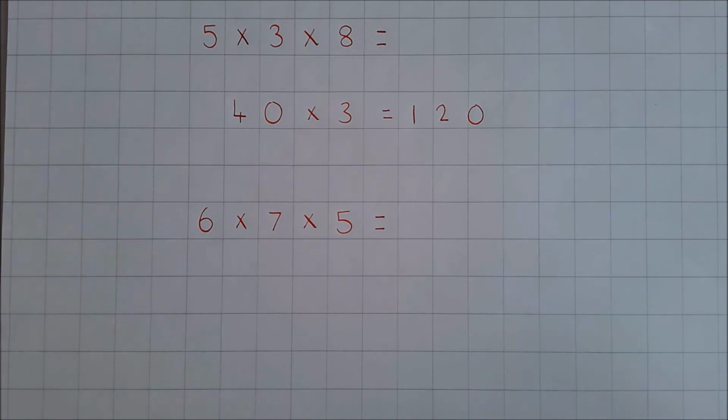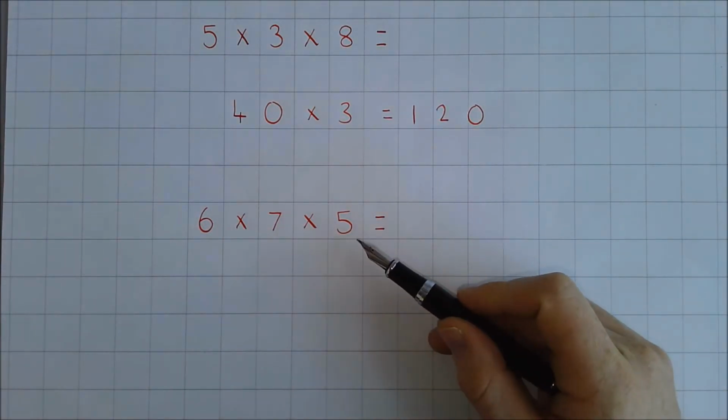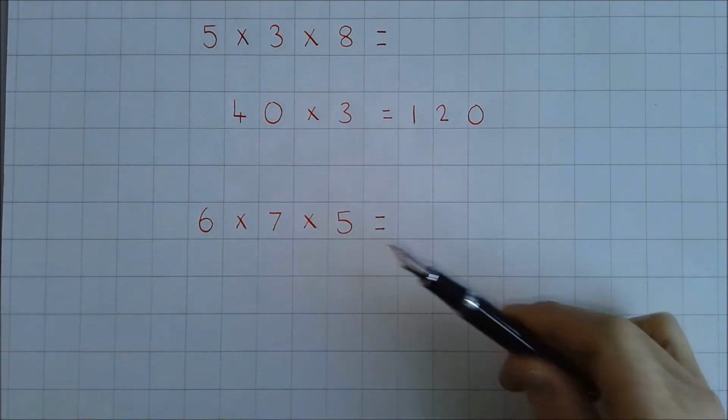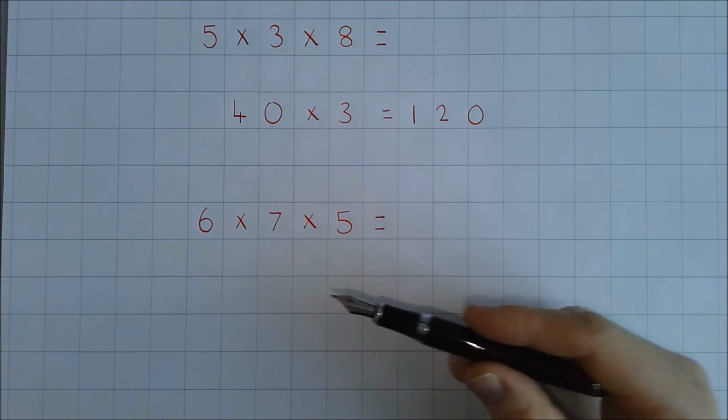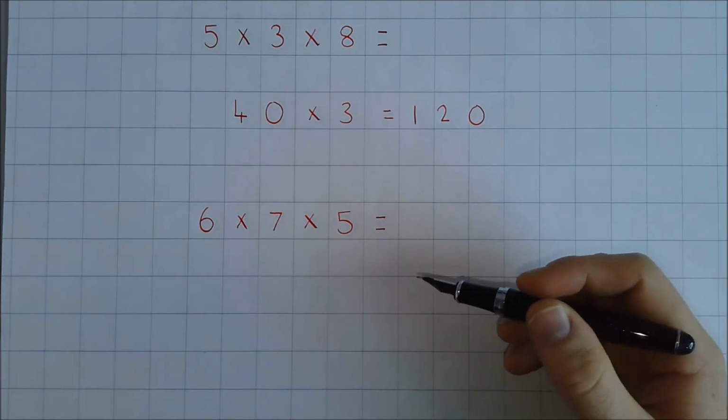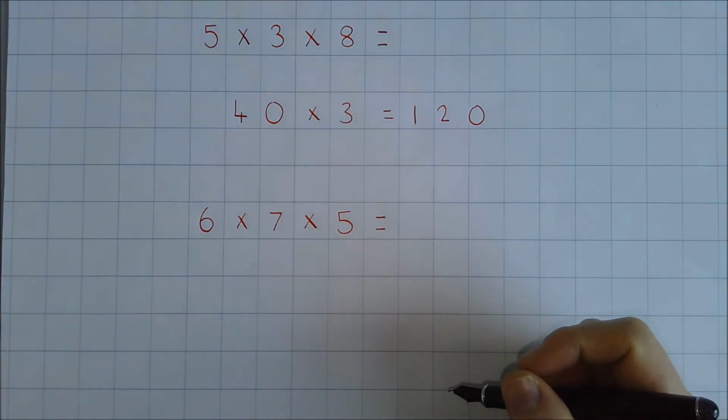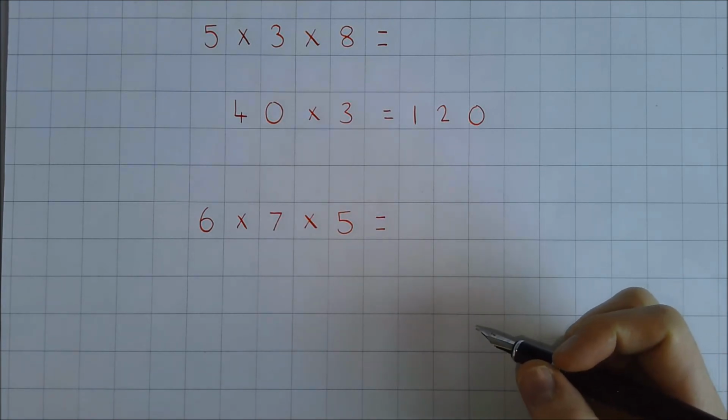Here we have another multiplication with three factors. In what order would you do the calculation? Now obviously there's no wrong order because you're always going to get the same product. But you need to look for the easiest way to do it, because when it's easier you're far less likely to make mistakes and you're far more likely to be able to do it quickly.